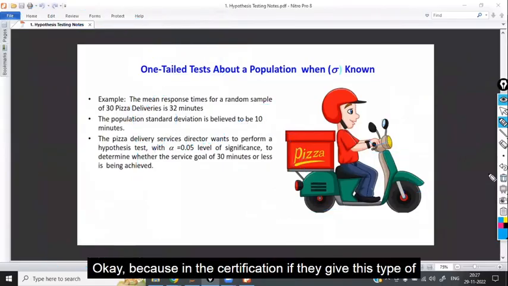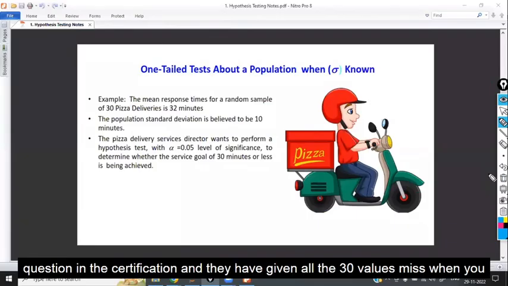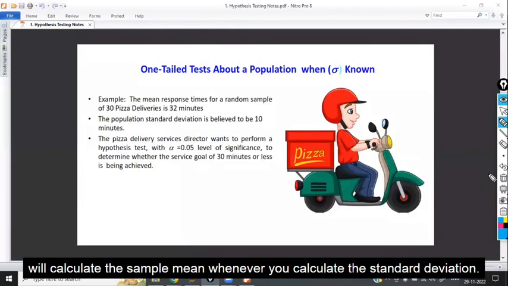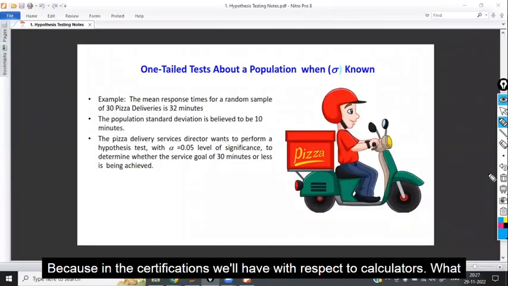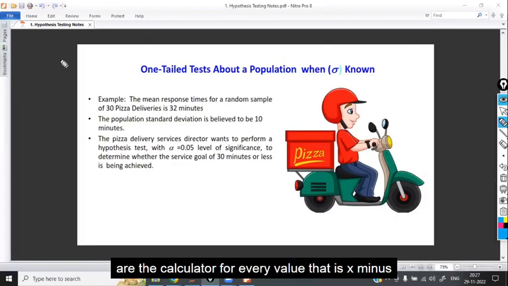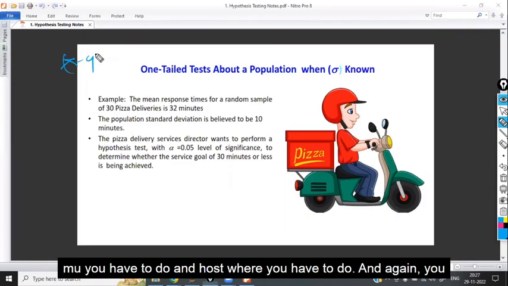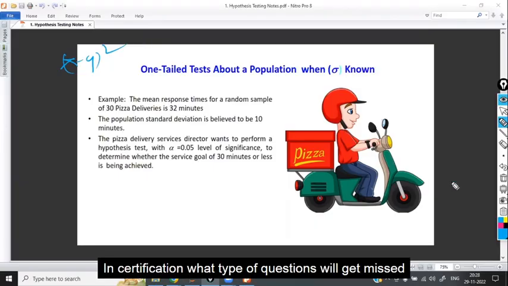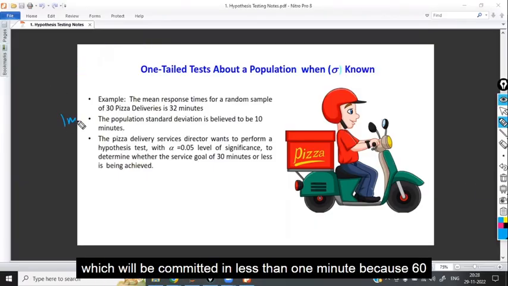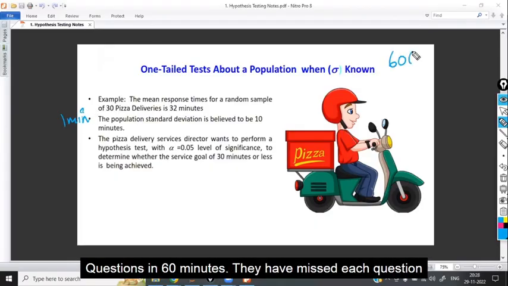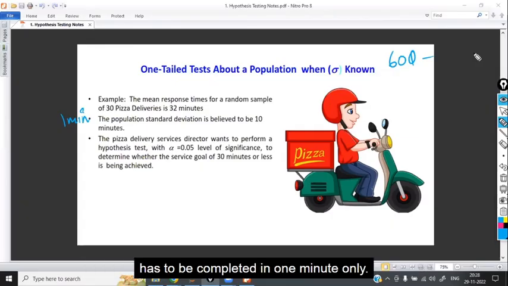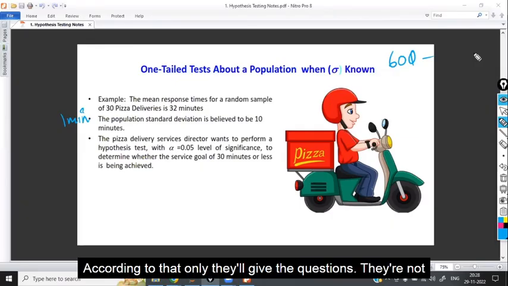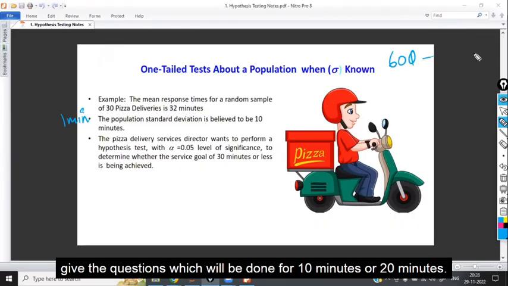Because in the certification, if they give this type of question and they have given all the 30 values, when you calculate the sample mean and the standard deviation, with the calculator for every value you have to do x minus mu, then square, and add again, it will take so much time, right? In certification, the questions we get will be completed in less than 1 minute. Because 60 questions in 60 minutes means each question has to be completed in 1 minute only. According to that only they will give the questions. They will not give questions which take 10 or 20 minutes.